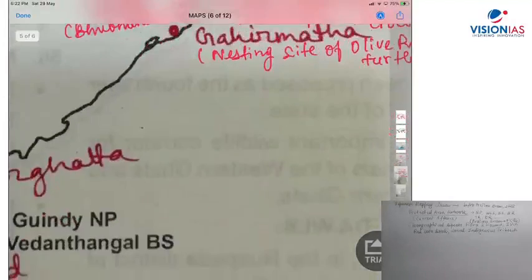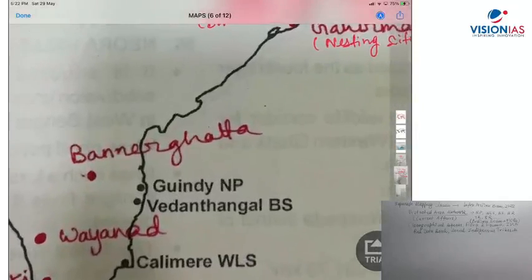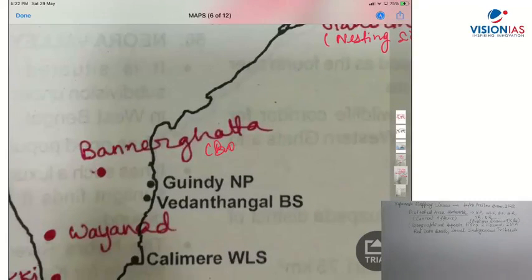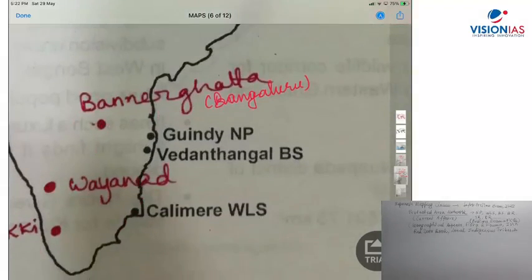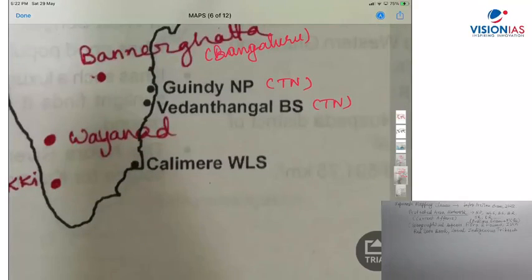Then you can see here, if you go to the south, Banerghatta National Park, which is in Bangalore. Now Guindy National Park, this is Chennai, Tamil Nadu. Vedanthangal Bird Sanctuary and Guindy National Park, south of Chennai, you have these two areas. Then Kalimere, that is in Nagapattinam. There is a district called Nagapattinam. This is all factual, remember that. Point Calimere is a bird sanctuary and at the same time a wildlife sanctuary. It is also a wetland of international importance under the Ramsar Convention, a Ramsar site.